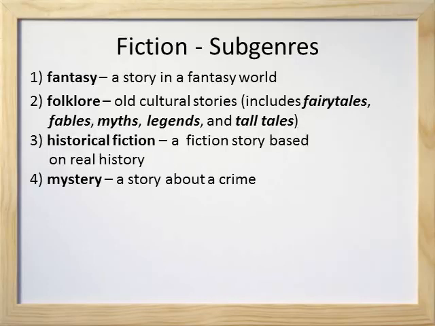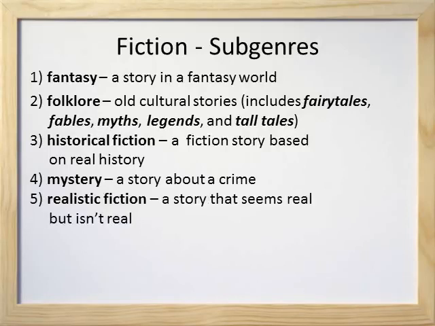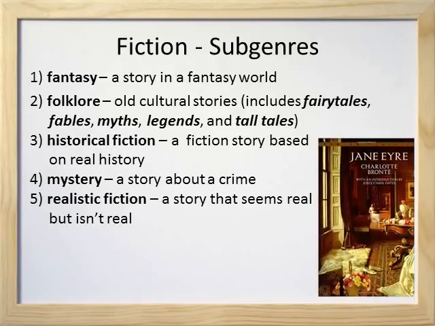The fifth subgenre of fiction we'll talk about today is realistic fiction. This is a story that seems real, but isn't real. Realistic fiction is set in modern times, and it's about characters who seem like real people. A well-known example of realistic fiction is the story Jane Eyre by Charlotte Bronte.